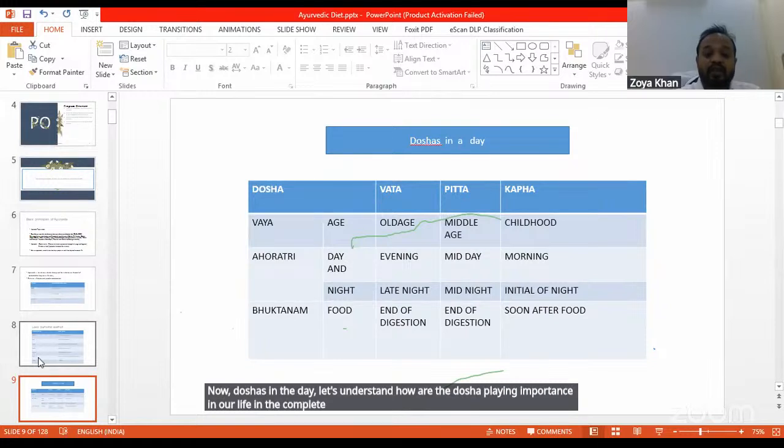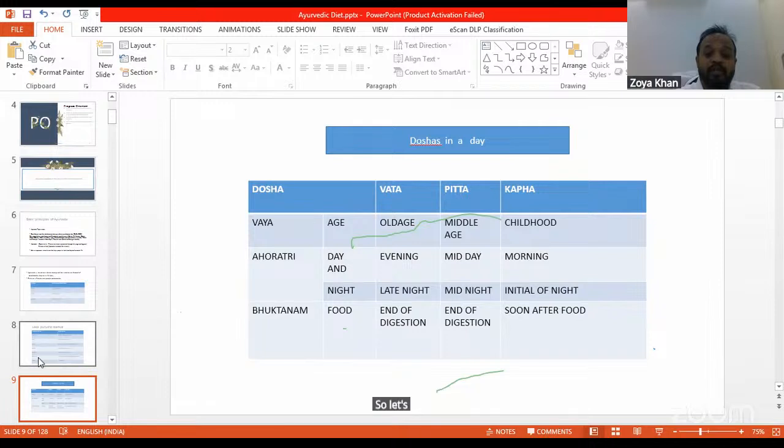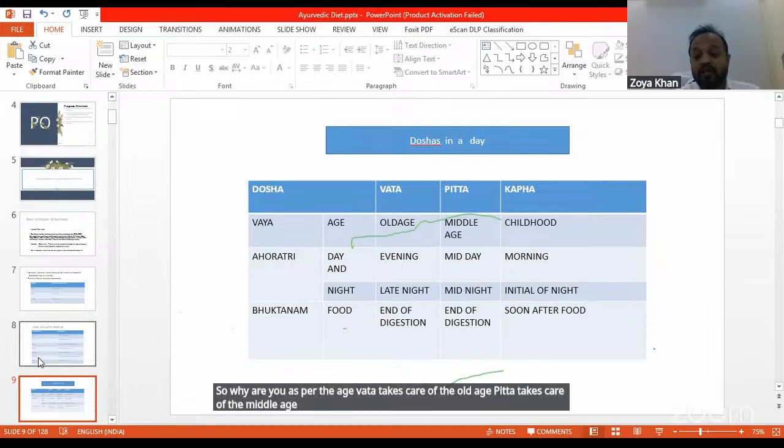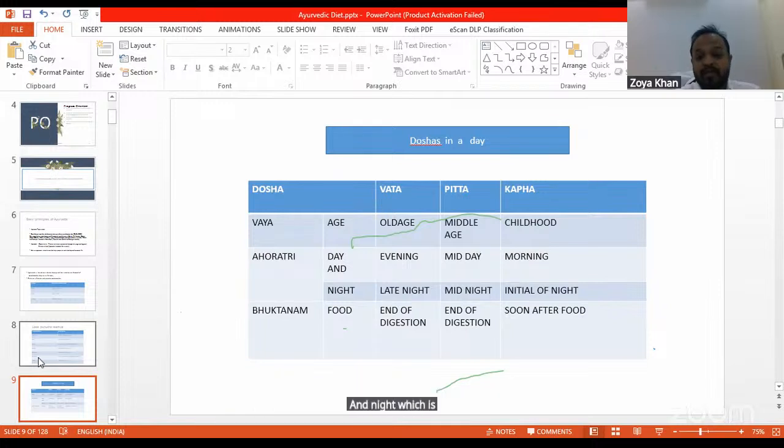It takes care from the day, evening, midnight, morning. Let's see Vayu as per the age. Vata takes care of the old age, Pitta takes care of the middle age, Kapha takes care of the childhood. Then Ahoratri, that is day and night. Day is evening, which is Vata. Then Pitta is midday. Kapha is morning. And in the night, late night is Vata. Then Pitta is midnight. Then Kapha is the initial part of the night.